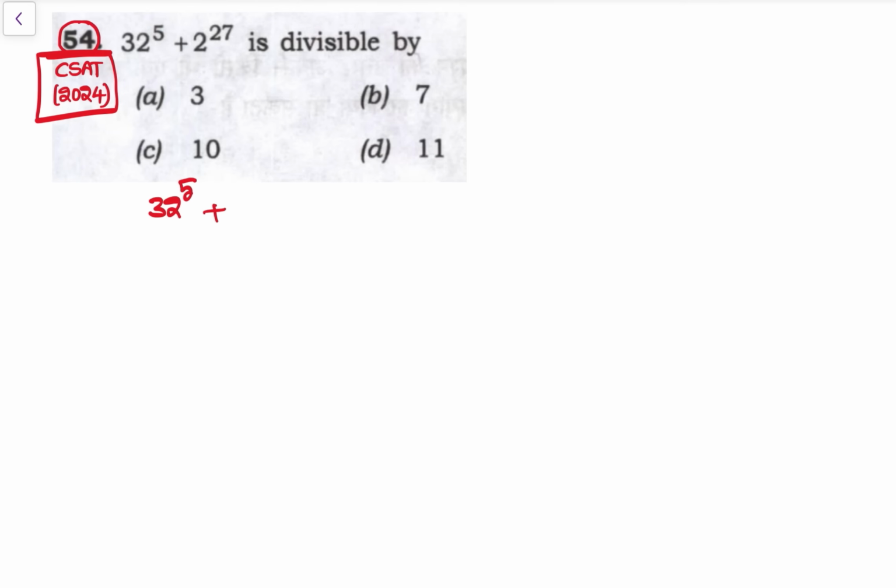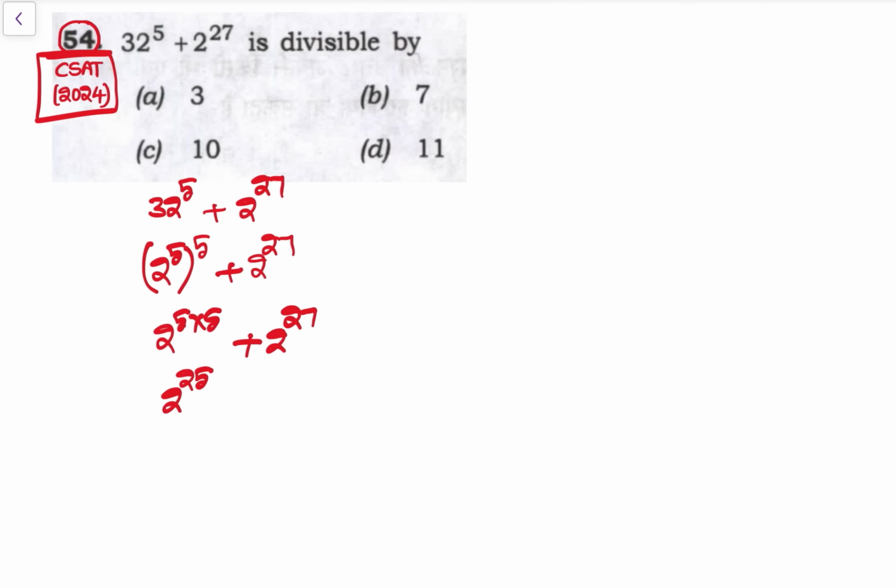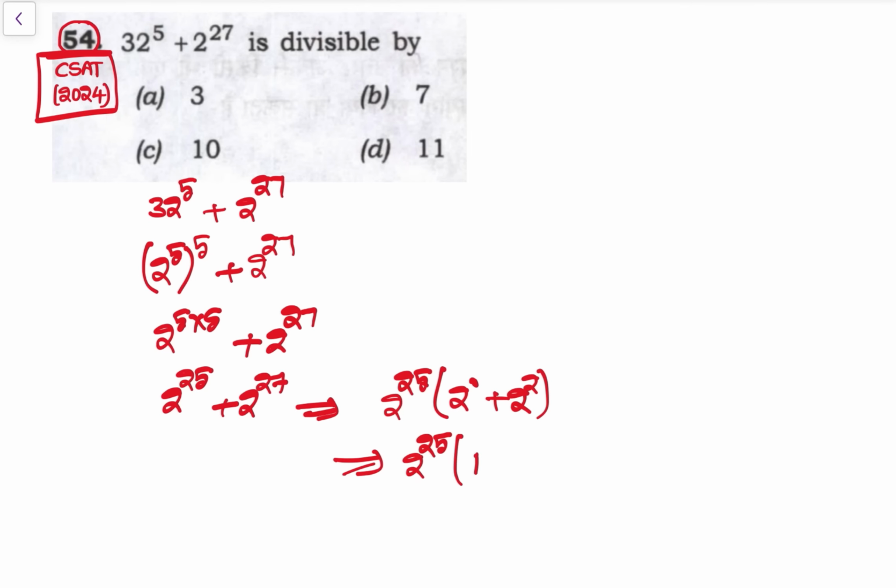See again, 32 to the power 5 plus 2 to the power 27. 32 is what, 2 to the power 5, to the power 5, plus 2 to the power 27. So this is 2 to the power 5 into 5 plus 2 to the power 27, 2 to the power 25 plus 2 to the power 27. So that is 2 to the power 25 into (2 to the power 0 plus 2 to the power 2), that is 2 to the power 25 into (1 plus 4), that is 2 to the power 25 into 5.